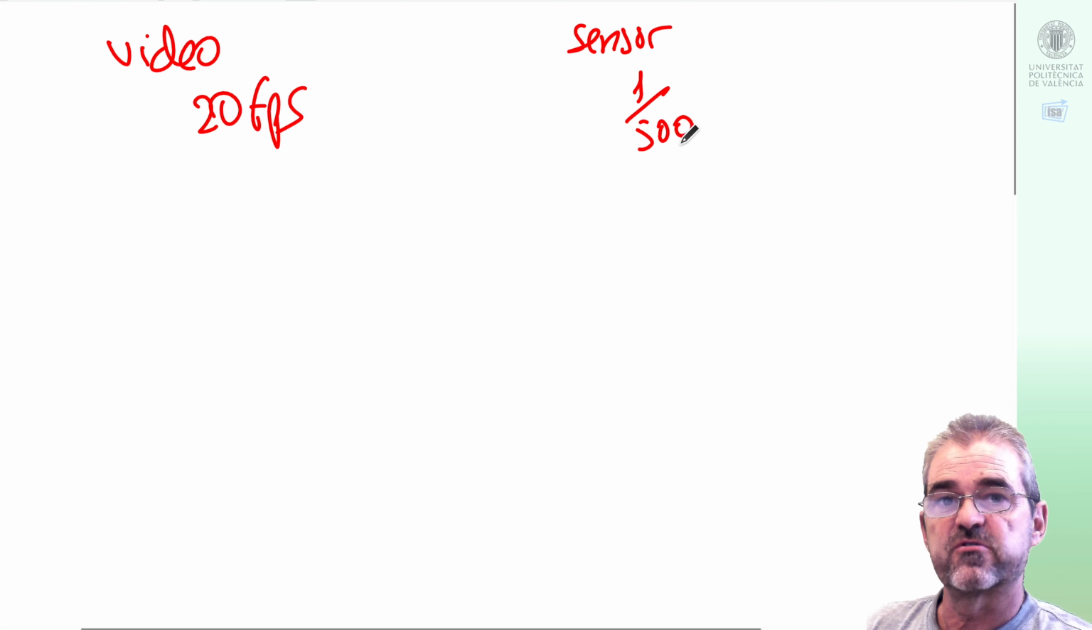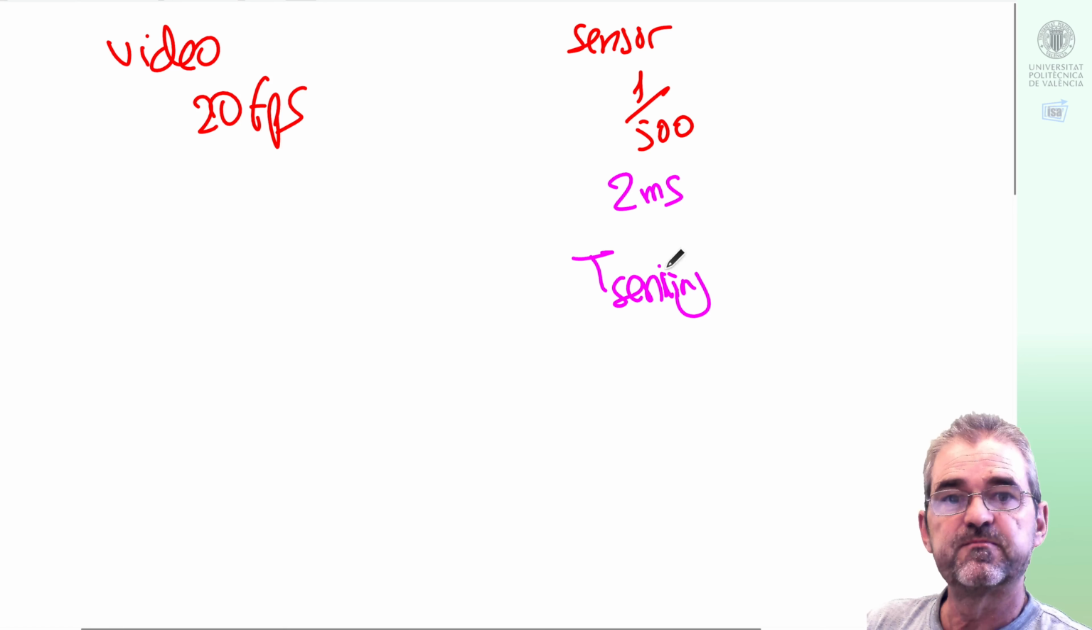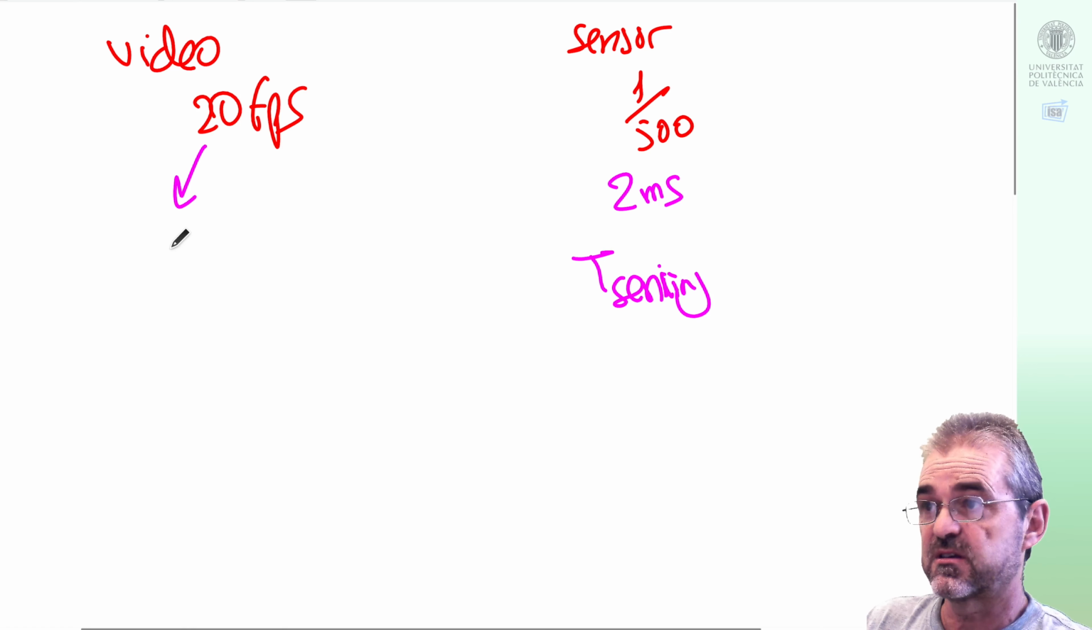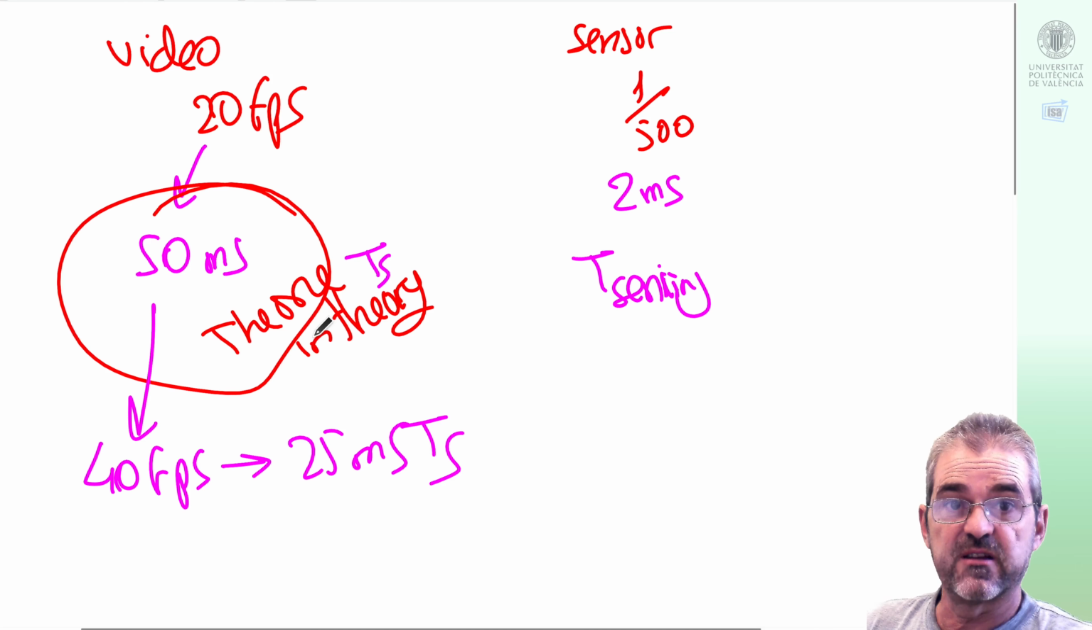So in my application, let's say I would have 2 sampling periods. This will be 2 milliseconds, what I will call the sensing sampling period, and then this one will be 50 milliseconds, the one in my video. So this is the one in the theory we are discussing. If instead of 50 milliseconds I change it to, let's say, 40 frames per second, 25 milliseconds TS, then I will still be under the validity of my assumptions that the measurement noise variance does not depend on sampling period and noise is independent from frame to frame.